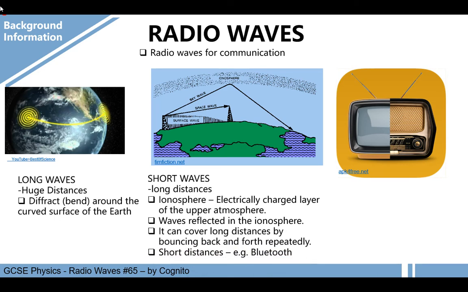Second is the short waves. They can reach long distances. The waves are reflected in the ionosphere. The ionosphere is an electrically charged layer of the upper atmosphere. They can cover long distances by bouncing back and forth repeatedly. Short waves are also used for short distances.